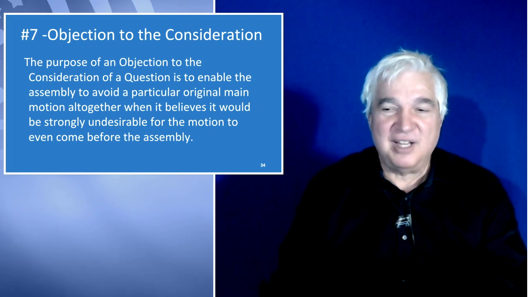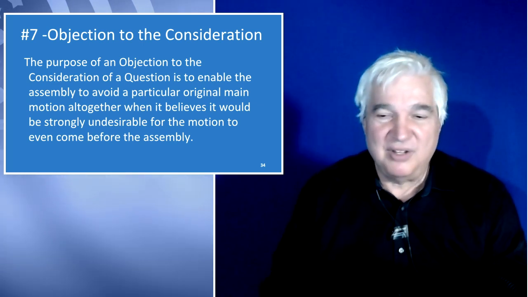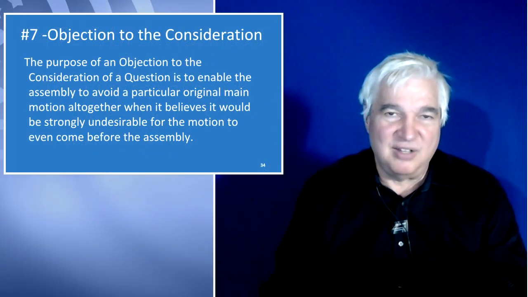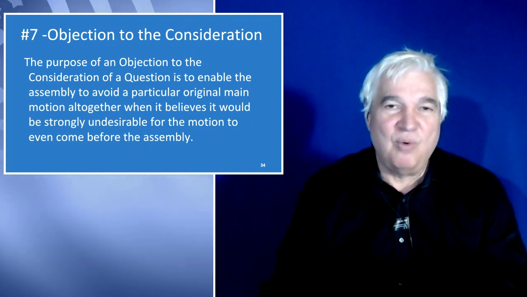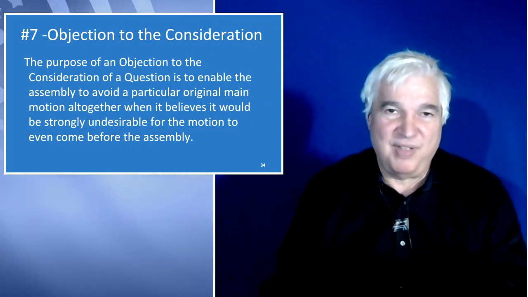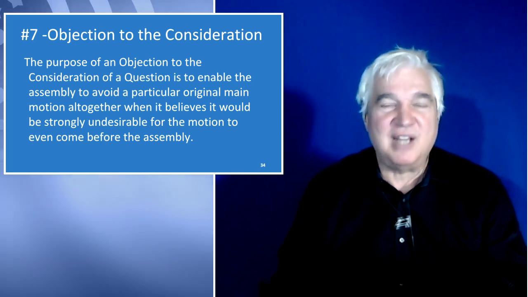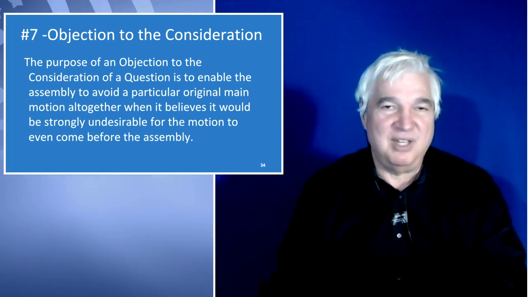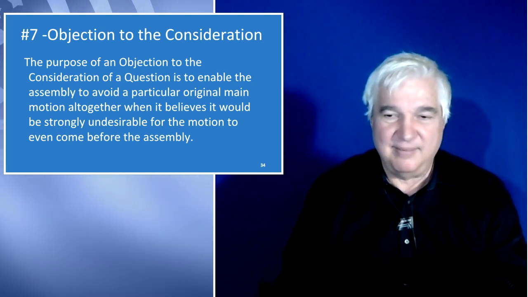Number 7, objection to the consideration. This was an interesting one. The purpose of this motion is to enable the assembly to avoid a particular original main motion altogether when it believes it would be strongly undesirable for the motion to even come before the assembly. So if someone has brought in some really embarrassing motion, and you don't even want to debate it because the press are there and they're going to write about it, you can object to the consideration of the question and remove it from the discussion without having to discuss it.